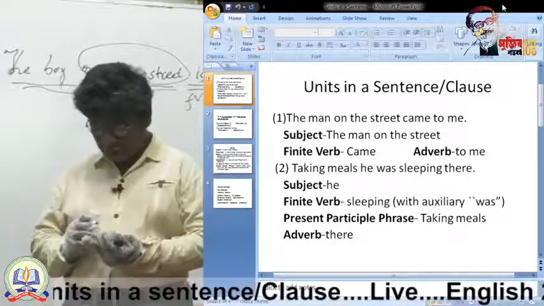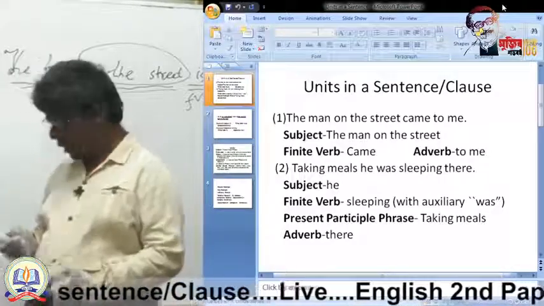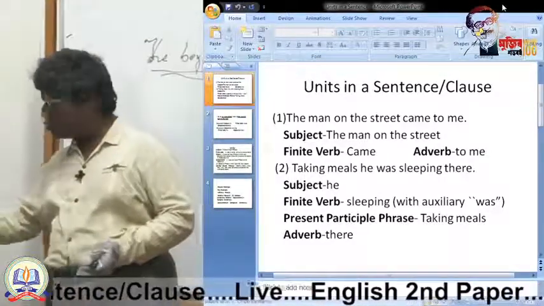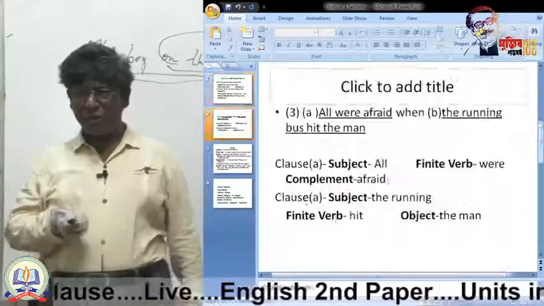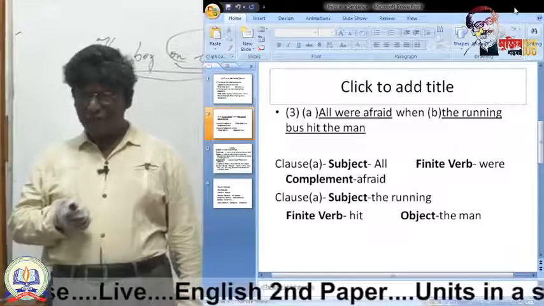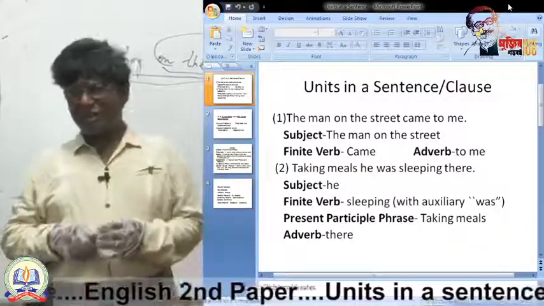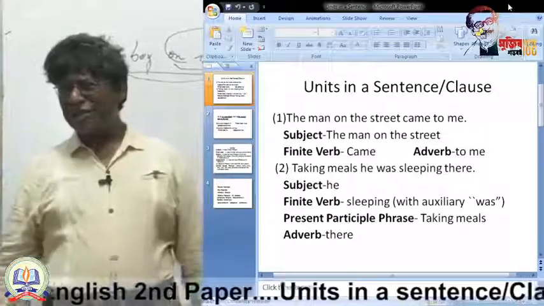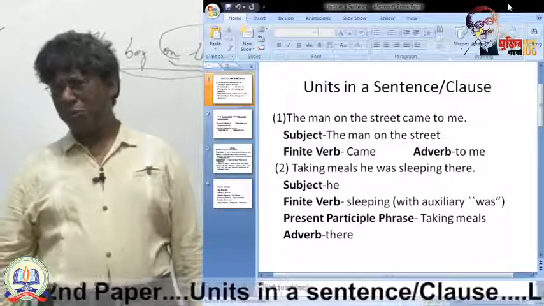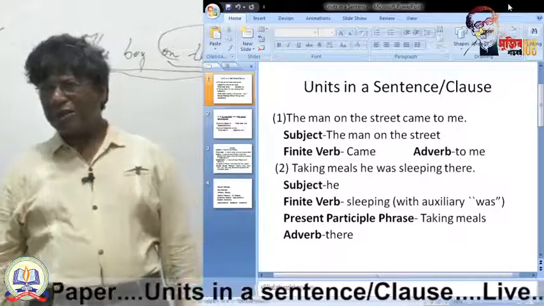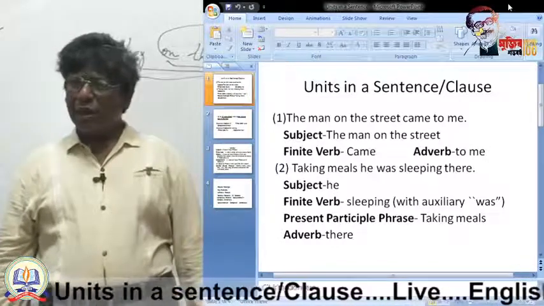Now let us go to the projector screen. On the projector screen, you see we have 2 sentences, and on the next page we have another one. Let us discuss the units in the first and second sentences. The first sentence is, the man on the street came to me. What is the subject of the sentence?